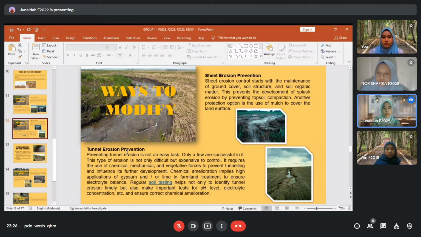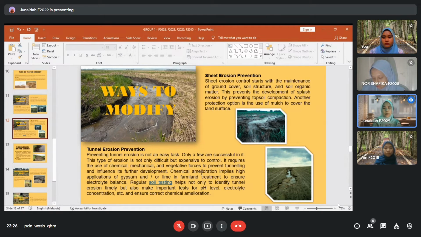Tunnel erosion prevention. Preventing tunnel erosion is not an easy task. Only a few are successful in it. This type of erosion is not only difficult but expensive to control. It requires the use of chemical, mechanical, and vegetative force to prevent tunneling and influence its further development.